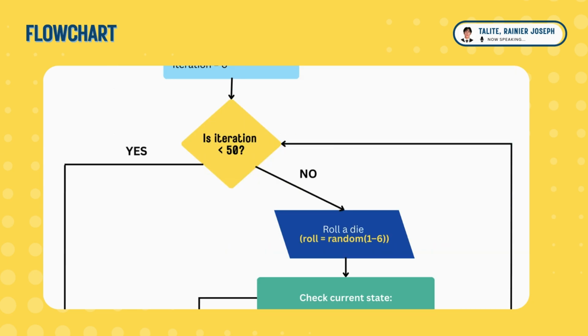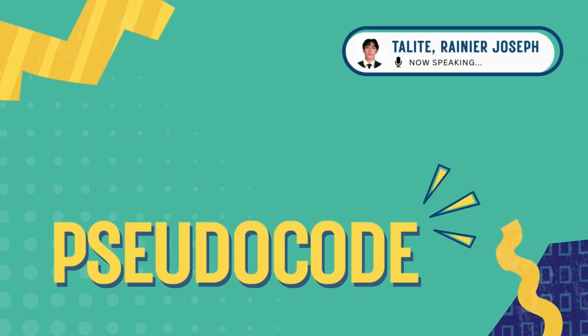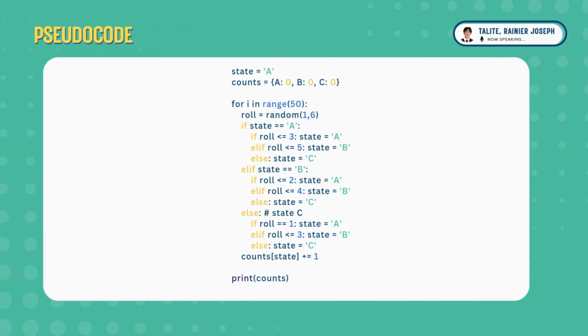After completing all iterations, the simulation calculates the probability of being in each state by dividing each state's count by the total number of iterations. Now, let's see how this process is represented in pseudocode.